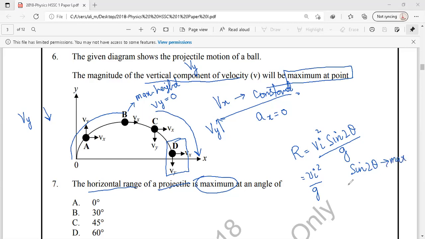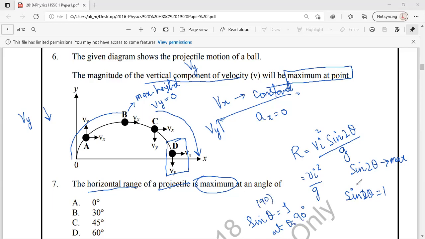साइन टू थीटा की जो वैल्यू है वो मैक्सिमम होगी, तो हमारे पास जो रेंज है पर्टिकुलर वेलोसिटी पर रेंज मैक्सिमम आएगी. So the maximum value of sine 2 theta, we know that it is equal to 1. साइन थीटा की मैक्सिमम वैल्यू हमारे पास 1 होती है. So one more thing, that sine theta is equal to 1 at theta 90 degree. Sine 90 degree is equals to 1.